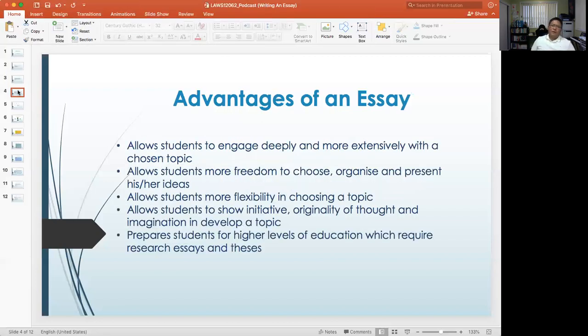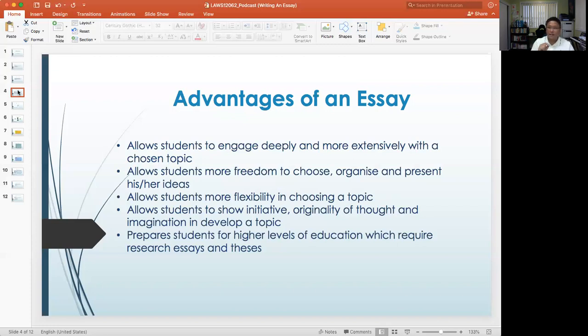Now, what are the advantages of writing an essay? An essay, as opposed to other forms of assessment, such as quizzes or examinations, for example, has some advantages. One is that it allows students to engage deeply and more extensively with a chosen topic. If it were an examination, it probably would focus on 2 or 3 concepts, but they would be concepts that the student is unable to choose.